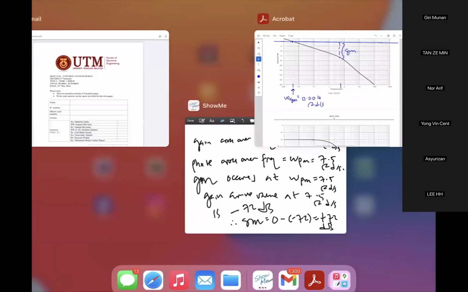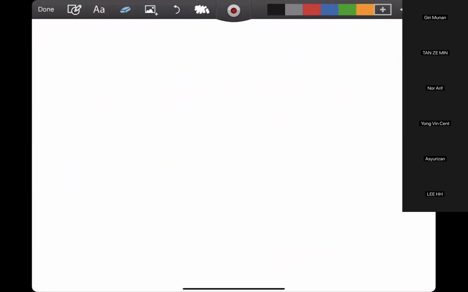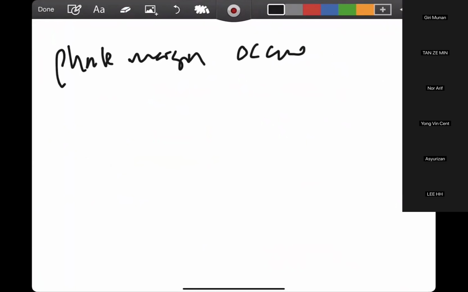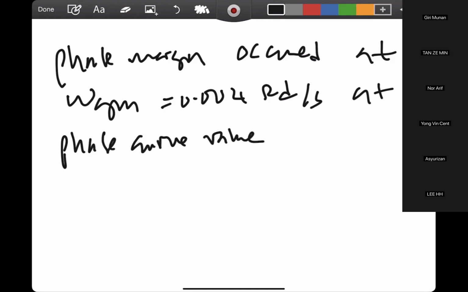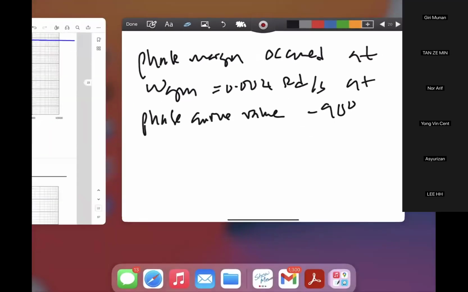And then phase margin occurred at omega GM, 0.004 radian per second. At phase curve value minus 90 degrees. Okay. Ini tadi.